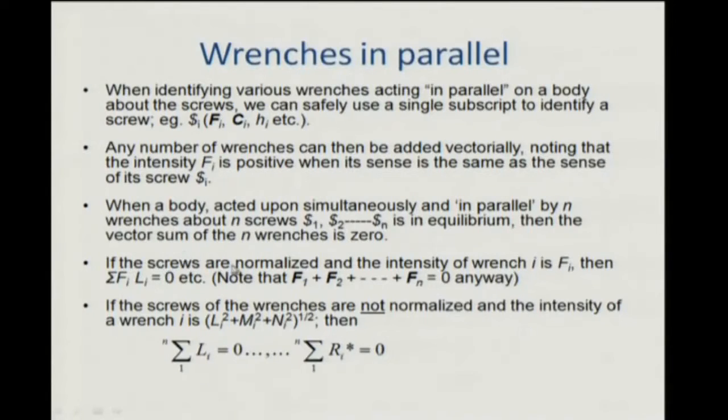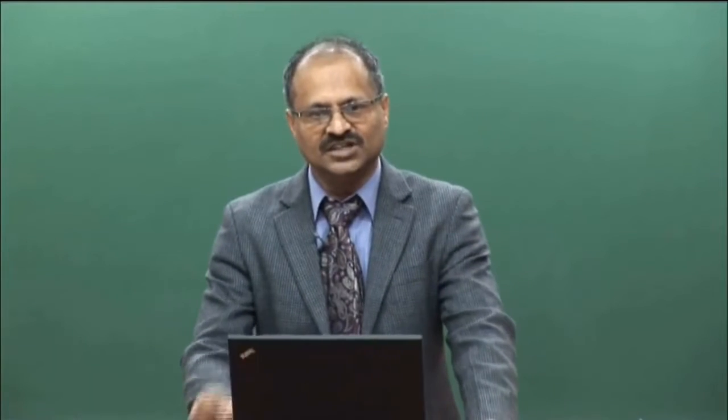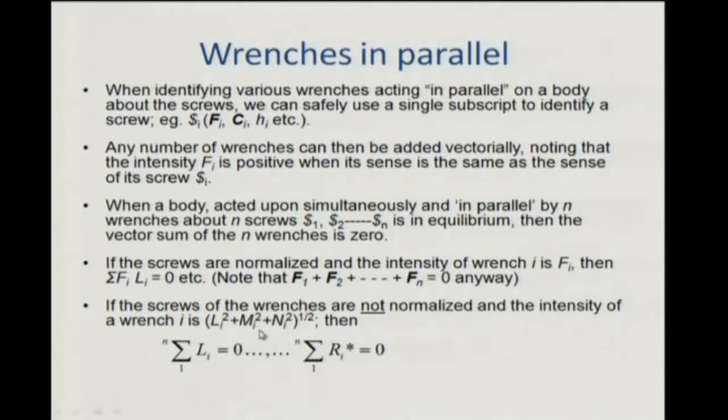Now if the screws are normalized and the intensity of each wrench i is F_i, then summation F_i L_i is equal to 0. Each of these F_i L_i etcetera means that summation F_i M_i is also equal to 0, summation F_i N_i is also equal to 0, summation F_i P_i, Q_i, R_i, everything is 0, each and every one of those terms. If they are not normalized, then the intensity of the wrench is given by (L_i squared plus M_i squared plus N_i squared) raised to the power of half, then summation L_i is equal to 0, summation R_i is equal to 0, and I am writing star because this could be generalized screws and not necessarily lines.